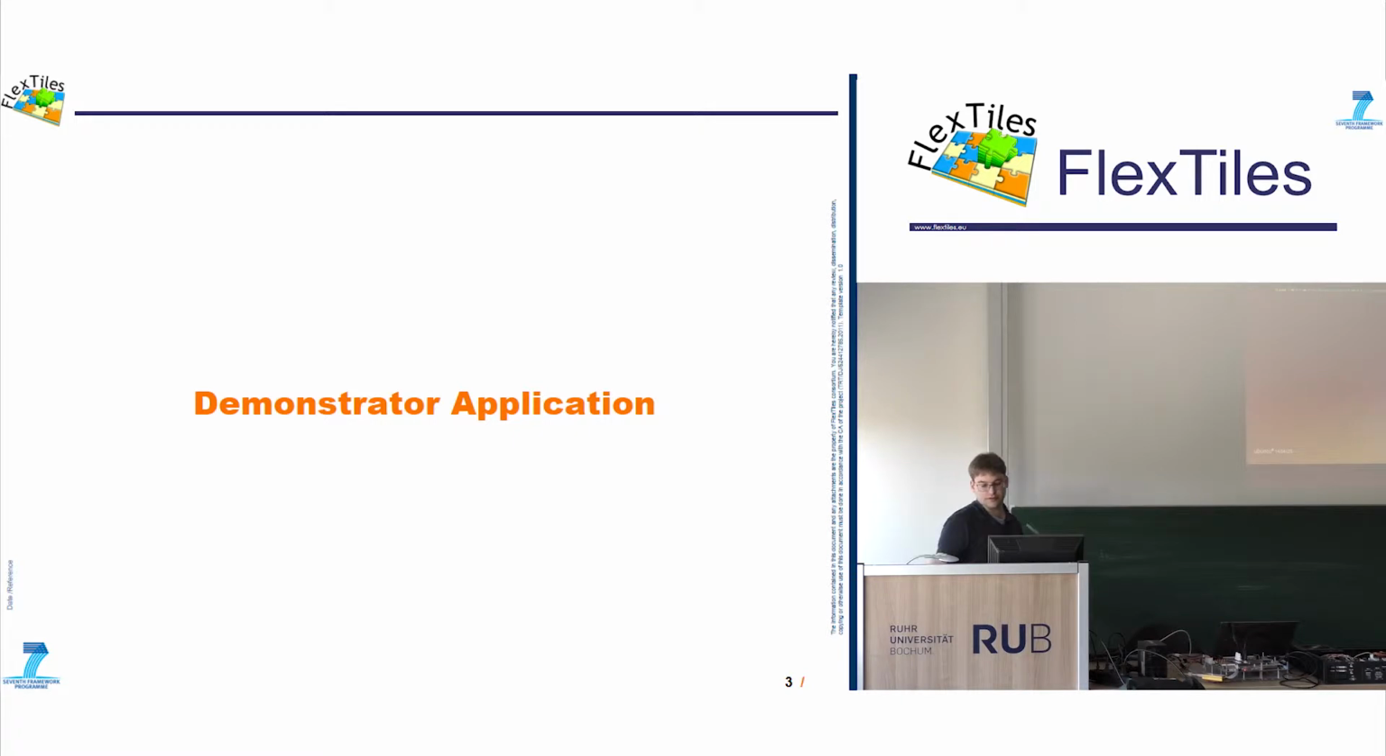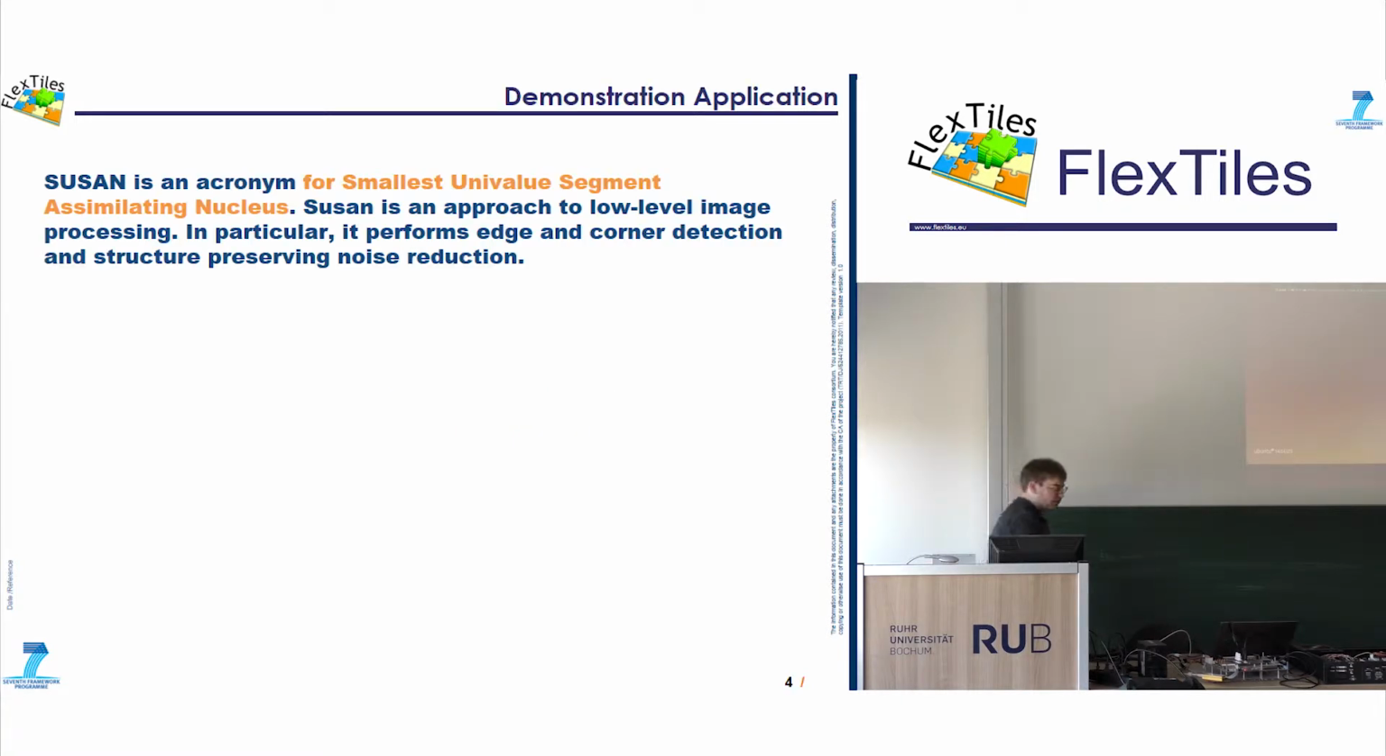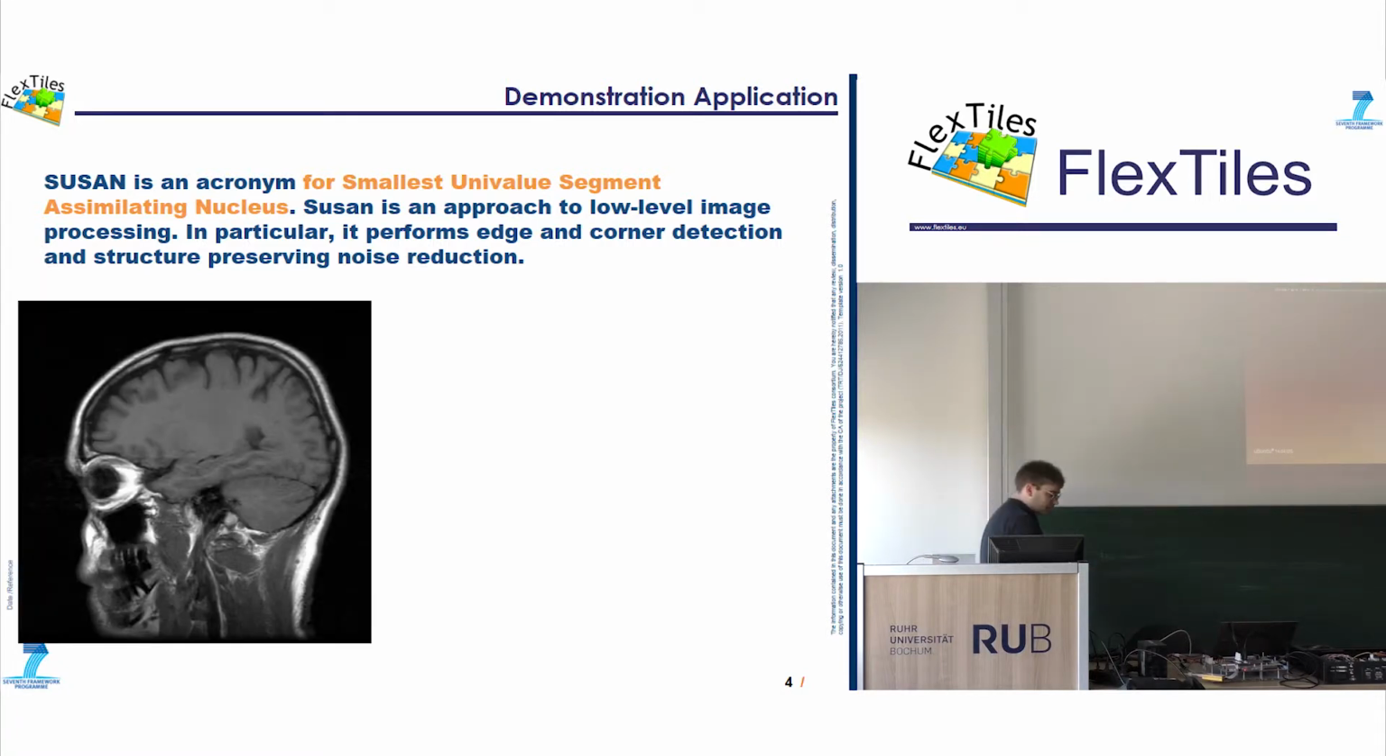So the demonstrator application. We use an application, SUSAN, and SUSAN is an acronym for Smallest Univalue Segment Assimilating Nucleus. Basically it's an edge detect and corner detect application. This application was originally developed at MIT to help doctors make sense out of MRI images. So this is maybe not the best example, but it looked quite funny.